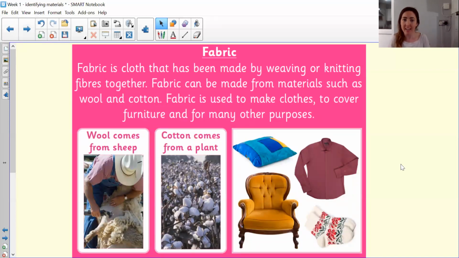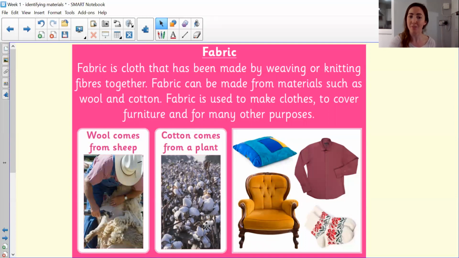Okay, and fabric is a cloth that's been made by weaving or knitting fibres together. And fabric can be made from materials such as wool and cotton. Fabric is used to make clothes, to cover furniture, and for many other purposes. And here you can see a picture of a farmer shearing his sheep, as we talked about in last term's geography unit. And wool, as we know, comes from sheep.